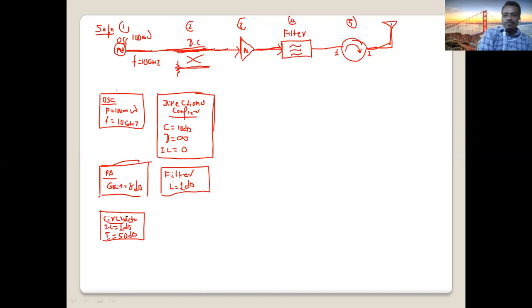Now the question: here we are asked 2 questions. The oscillator generates 50 milliwatt, 10 gigahertz. Now it passes through the coupler, goes through the amplifier, goes through the filter, goes to the circulator, and is transmitted. So the first question is, how much power is transmitted by the antenna? How much power is transmitted by the antenna? PT.